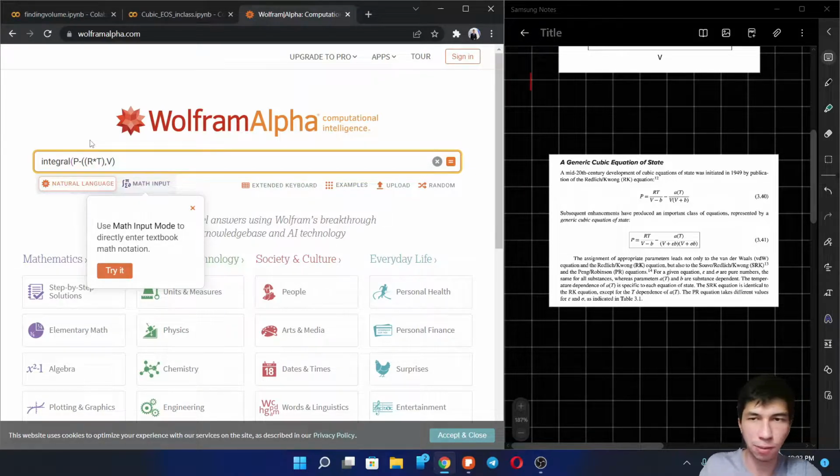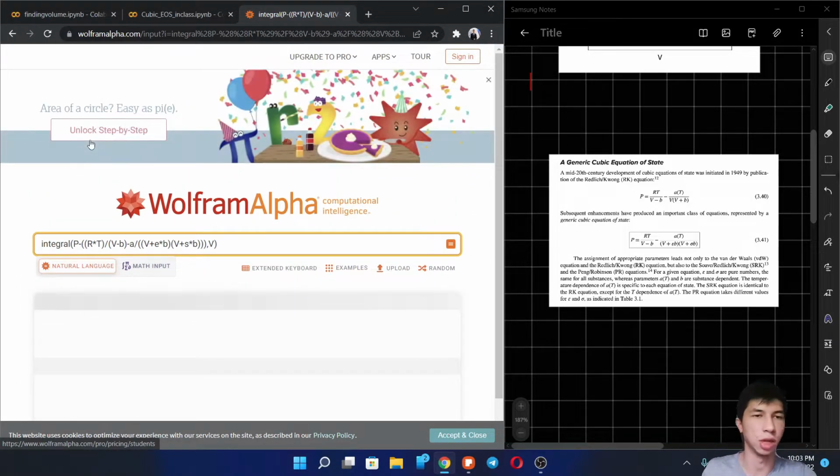So we're gonna have R multiplied by T over volume minus excluded volume, minus a over, and we're gonna have everything in the denominator here. It's gonna be volume plus epsilon times b, and volume plus sigma times b. And we're gonna have to close that. So if we check it, we need one more bracket here and v here. So let's just integrate that.